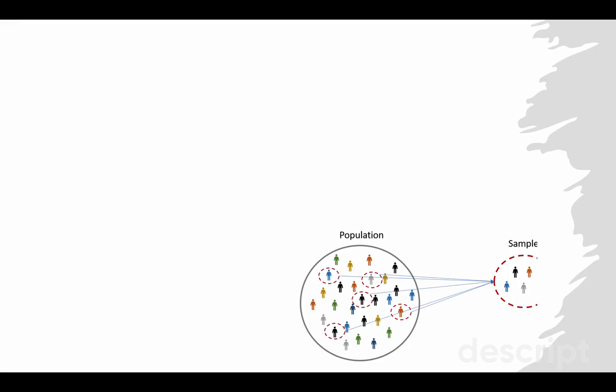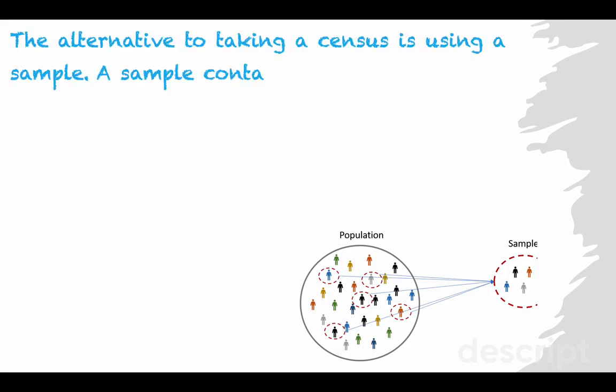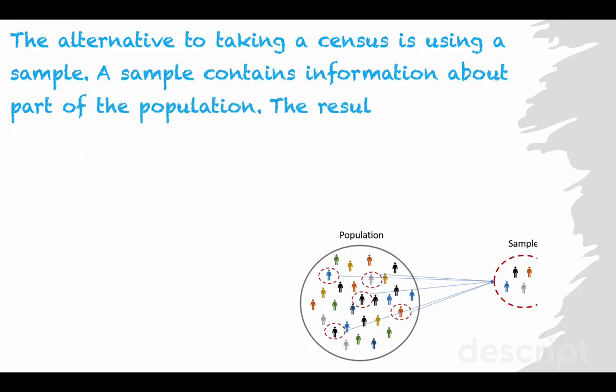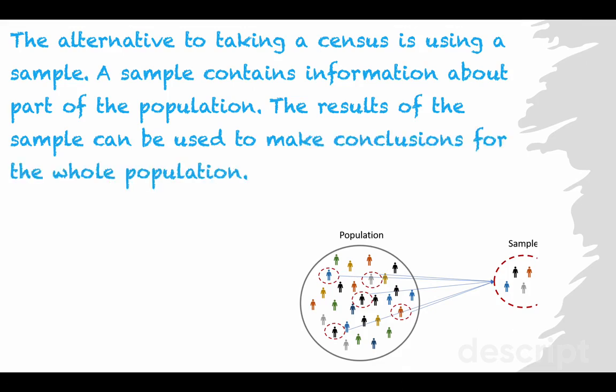The alternative to taking a census is using a sample. In a survey, you can take a sample from a population. A sample contains information about part of the population, a subset of the population. The results from the sample can be used to make conclusions for the whole population. Samples and how to choose them are the subject of another tutorial.